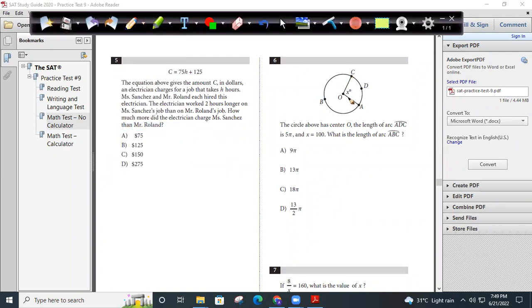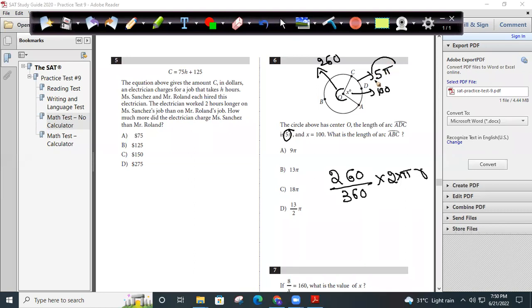The question is asking for the length of arc ABC. We know this is 100, so this should be 260. So what is our formula? 260 by 360 into 2 pi r. But he gave the length of arc ADC as 5 pi. So this is 5 pi.